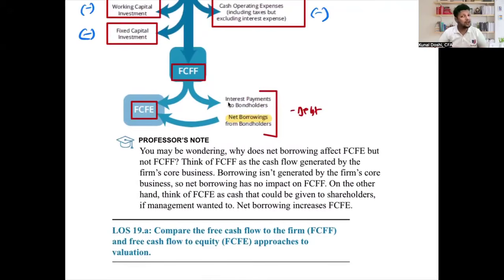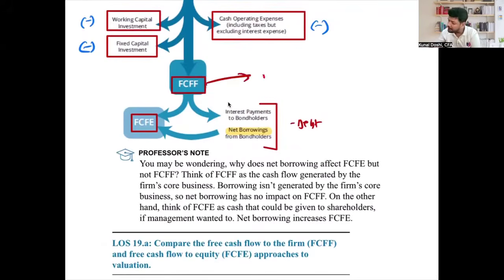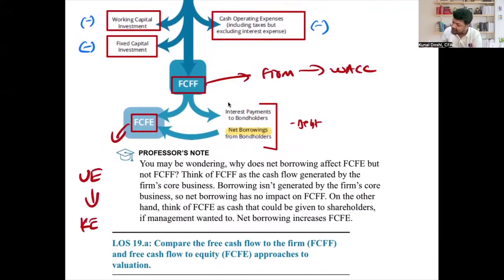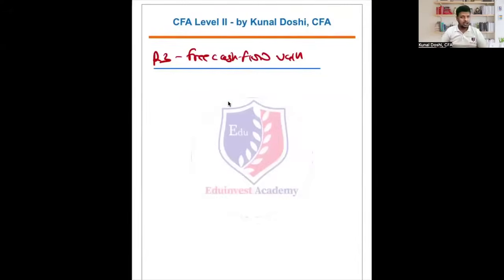FCFF is used to value the firm, where the discounting rate is the weighted average cost of capital, but FCFE is used to value the equity, where the discounting rate is the cost of equity, our capital, very own. Correct? All of this will eventually give us the value of the firm. From that, we can derive the value of equity also.